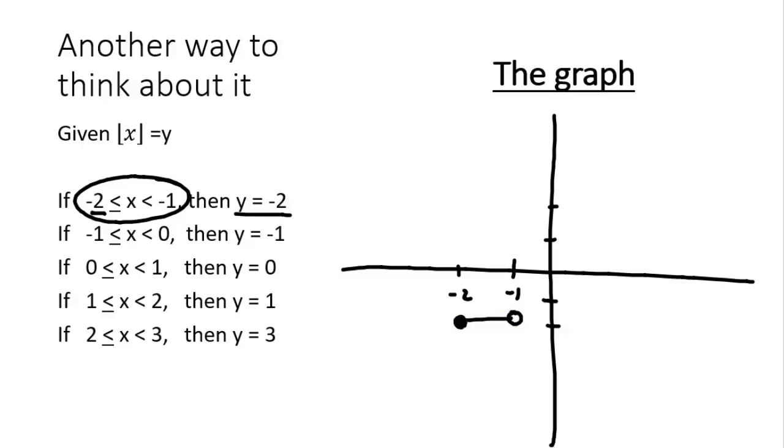Then something happens. As soon as you get to -1, you're in a new domain. You're in a new area. From -1 up to 0 on the x-axis, the y value will always be -1. So from -1 up until I get to 0, the y value will always be -1. And then from 0 to 1, the y value will always be 0. And then from 1 to 2, the y value will always be 1.